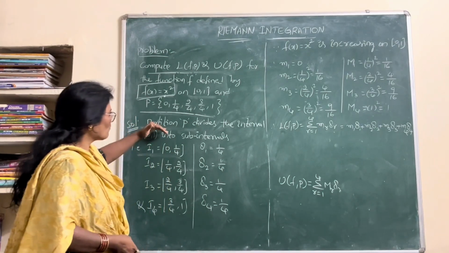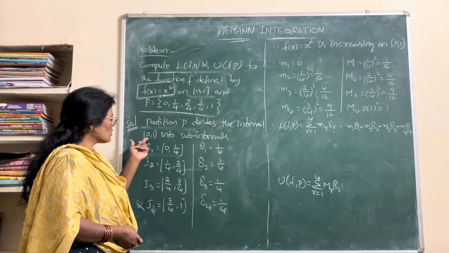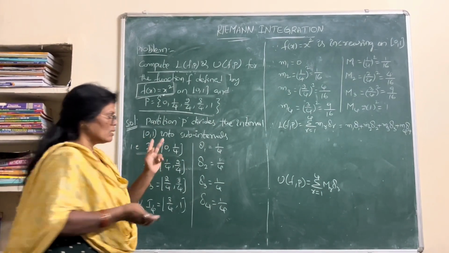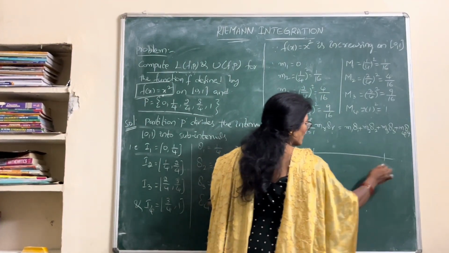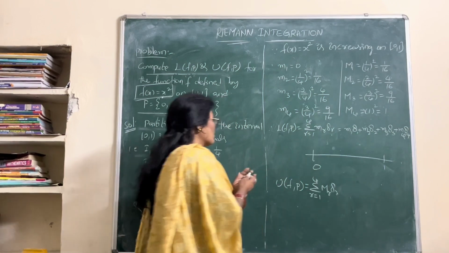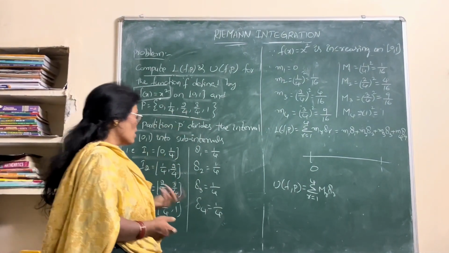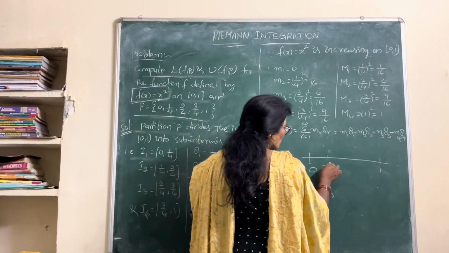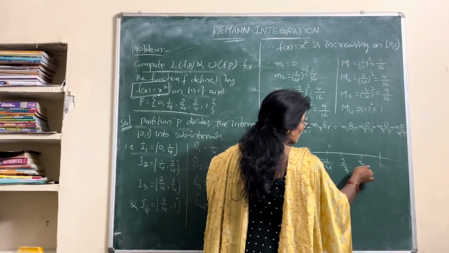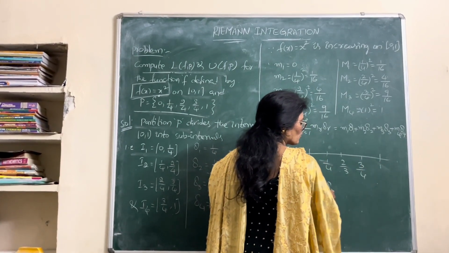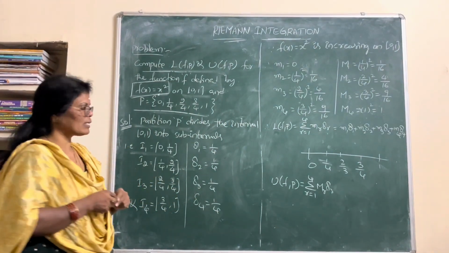So this partition divides the interval [0, 1] into sub-intervals. Between 0 and 1, how many elements are there? Five elements. In between 0 and 1, 3 more elements are there: 1/4, 2/4, 3/4, and this is 4/4, which is equal to 1. So we are dividing into sub-intervals.